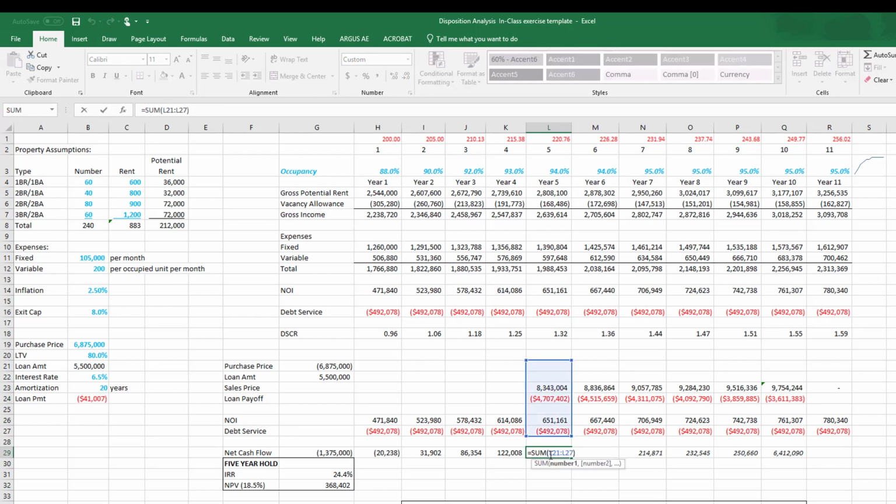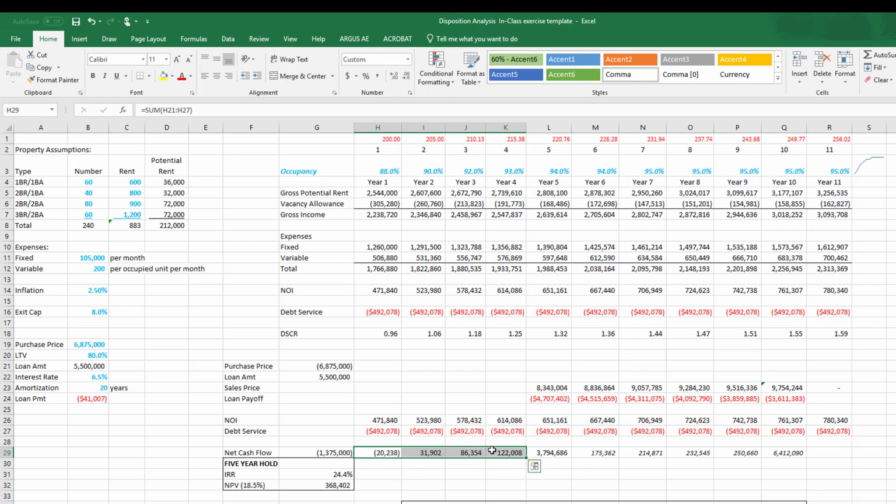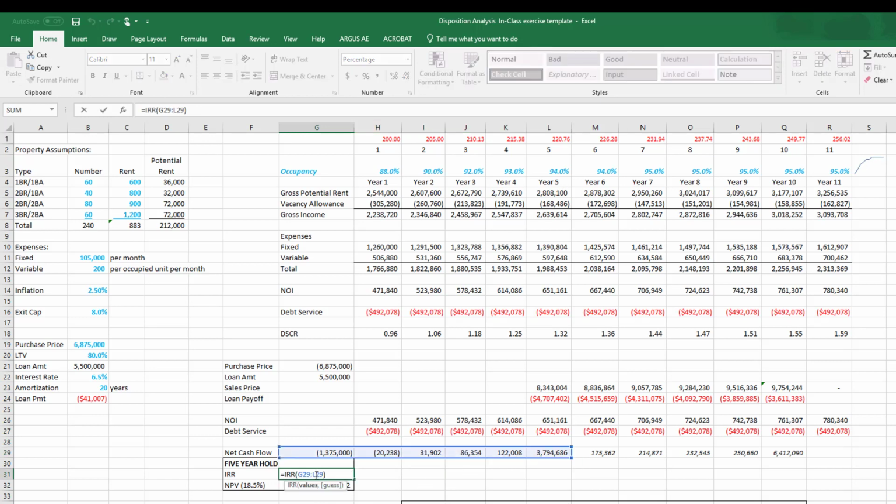If I add all that stuff together, my very last cash flow for the first 5 years, the last cash flow in year 5, is $3,794,000, the sum of the disposition and the operations. For years 1, 2, 3, and 4, I just have the operating activity. For the 5-year hold, I look at these 6 cash flows, these 5 years, and I can look at the IRR there. I've got a 24.4.